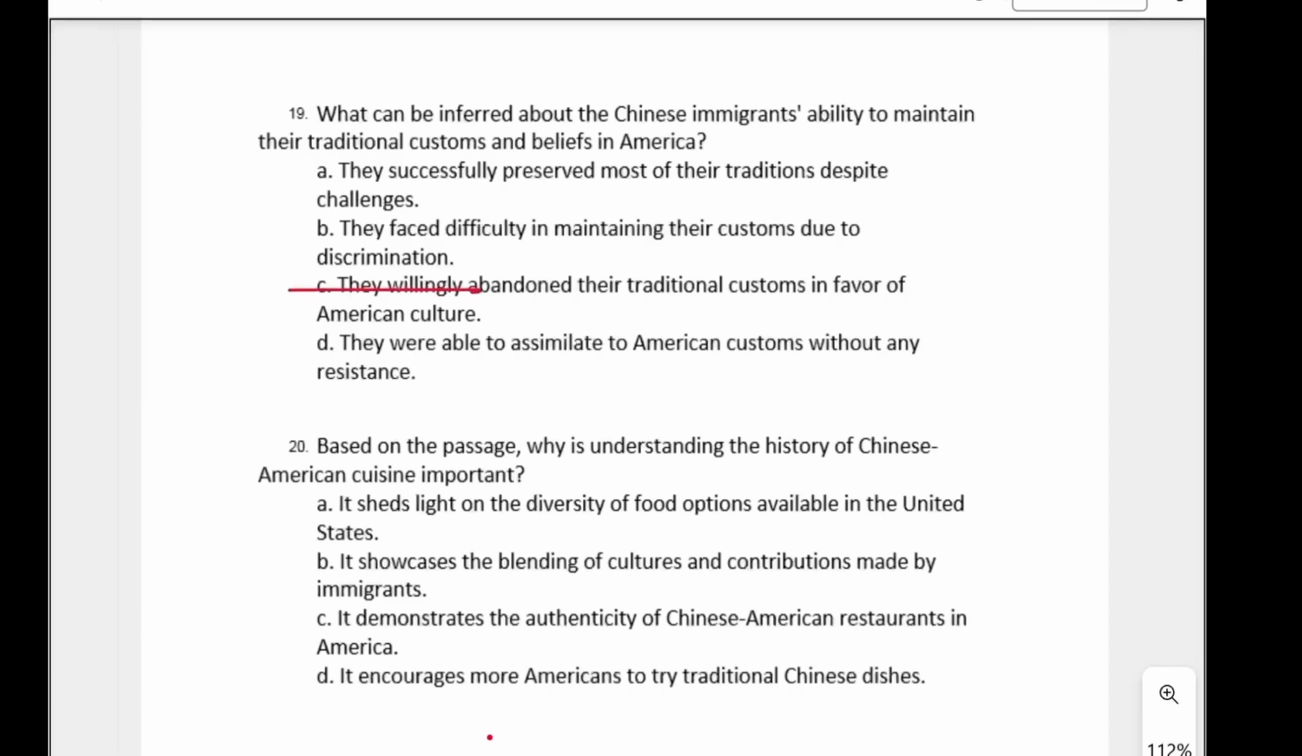It was not willingly. They were able to assimilate to American customs without any resistance. We know that they couldn't get work because of racism and xenophobia. You can cross out D, so this one's not correct.